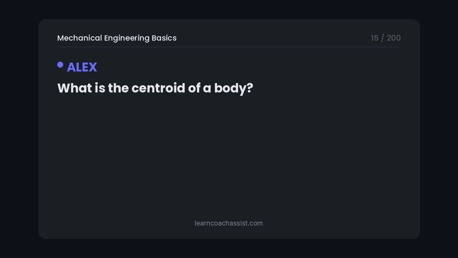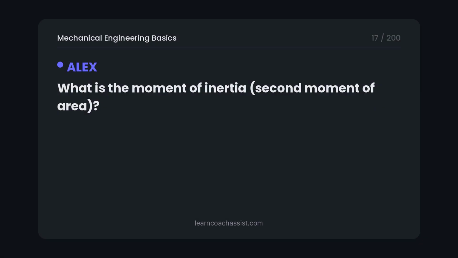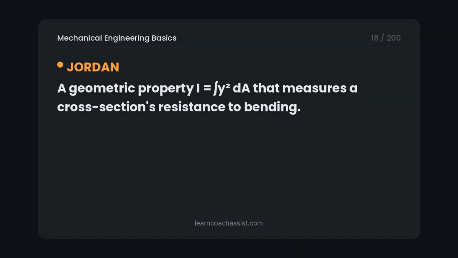What is the centroid of a body? The geometric center of an area or volume, the point where the body would balance perfectly if supported there. What is the moment of inertia, second moment of area? A geometric property I equals integral y squared dA that measures a cross-section's resistance to bending.